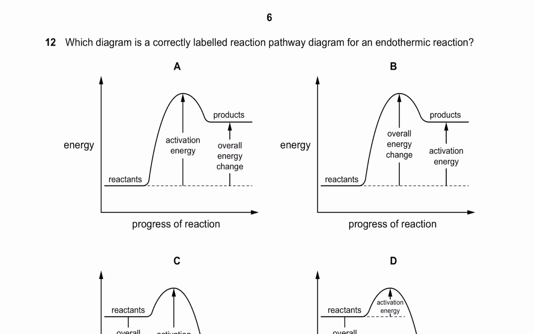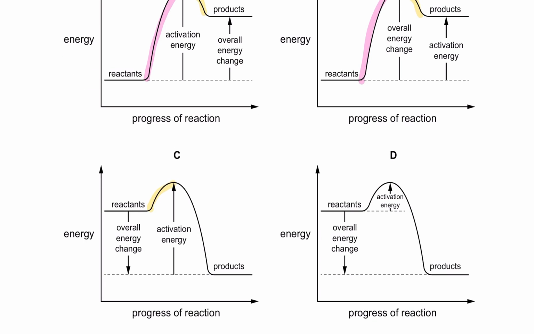Which diagram shows a correctly labeled reaction for an endothermic reaction? For an endothermic reaction, we know that the energy taken in during bond breaking must be greater than the energy given out during bond formation. Taken in should be greater than given out. Here the problem is that taken in is less than given out. Given out is more, taken in is less, right? So C and D are exothermic, not endothermic.